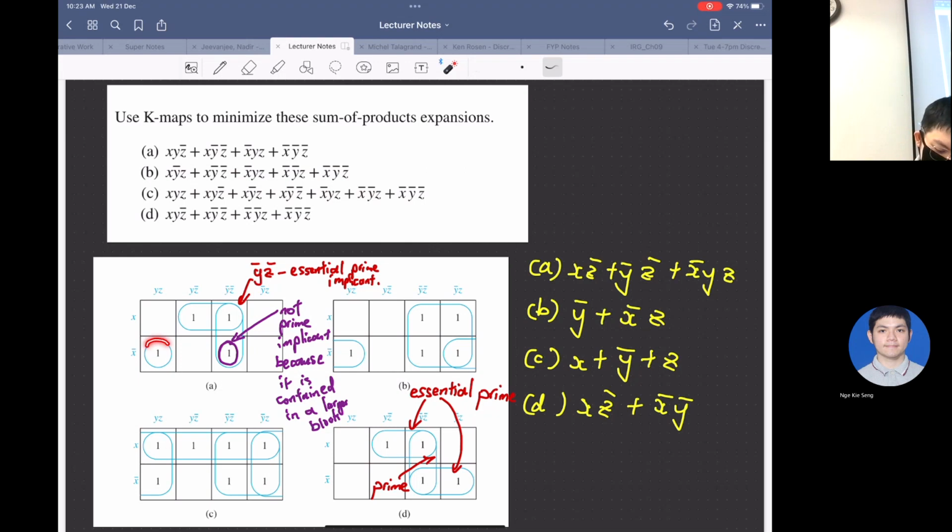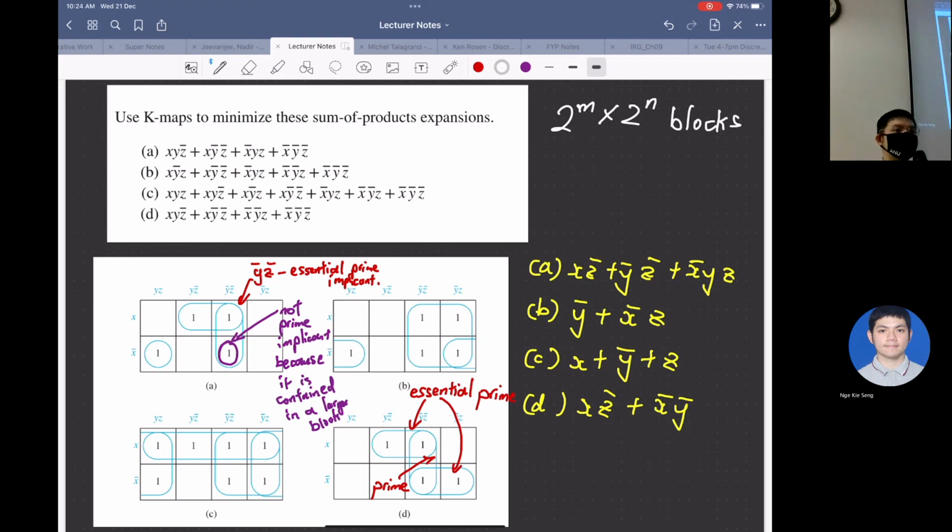You can draw a 1 times 1 block, or 2 times 1 block, or 2 times 2 block, or 4 times 1 block, and so on. Make sure that the blocks you use are just 2 to the power m times 2 to the power n. These are the possible blocks you can use. And then for these blocks, you will simplify the min terms here.